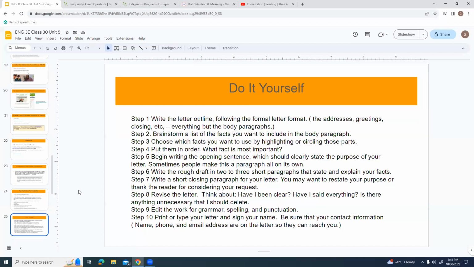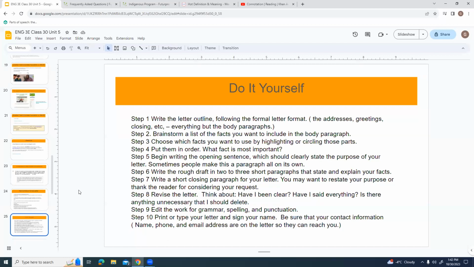And then maybe you go into details. Or, hey, I would like to invite you to my community because we've heard great things about you. Here's the information we have about our community that might make you want to come, right? You're being very specific. It's like your opening thesis or topic statement. And then you're going to go into the paragraphs where you explain more stuff. So the rough draft is going to be 2 or 3 short paragraphs that state and explain your facts.